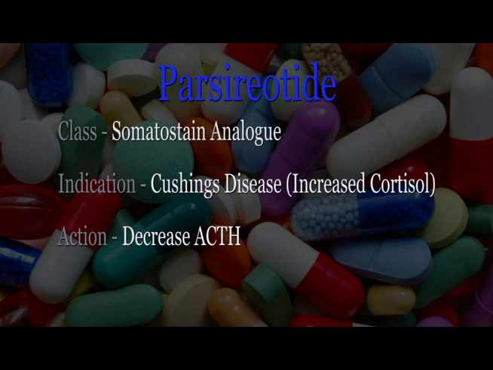Pasireotide, or Signifor, is a somatostatin analogue drug used in the treatment of Cushing's disease when surgery or other interventions are not an option or are ineffective at reducing ACTH levels because of the pituitary adenoma. The indication for the use of this drug is the treatment of Cushing's disease. The drug works at reducing the levels of certain hormones produced in the body. In this case, it works to decrease the production of ACTH in the pituitary gland, which in turn inhibits the production of cortisol in the adrenal gland.